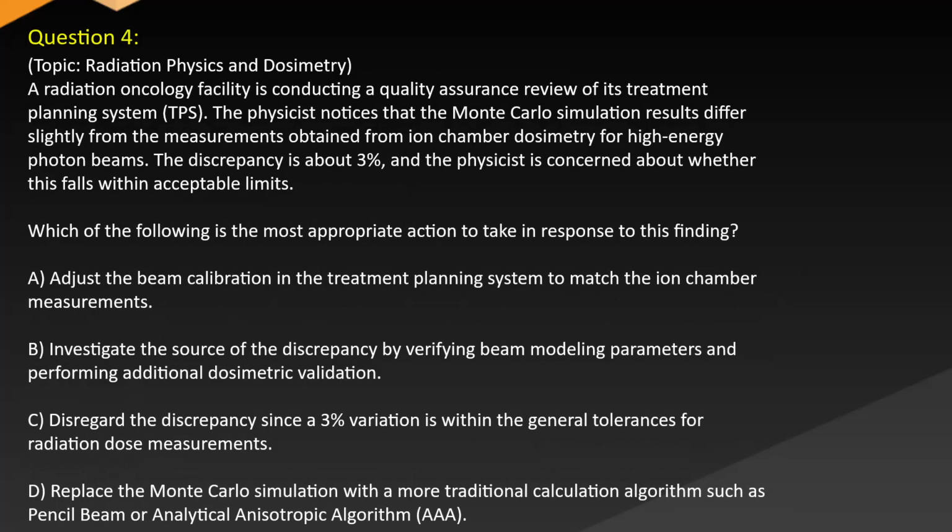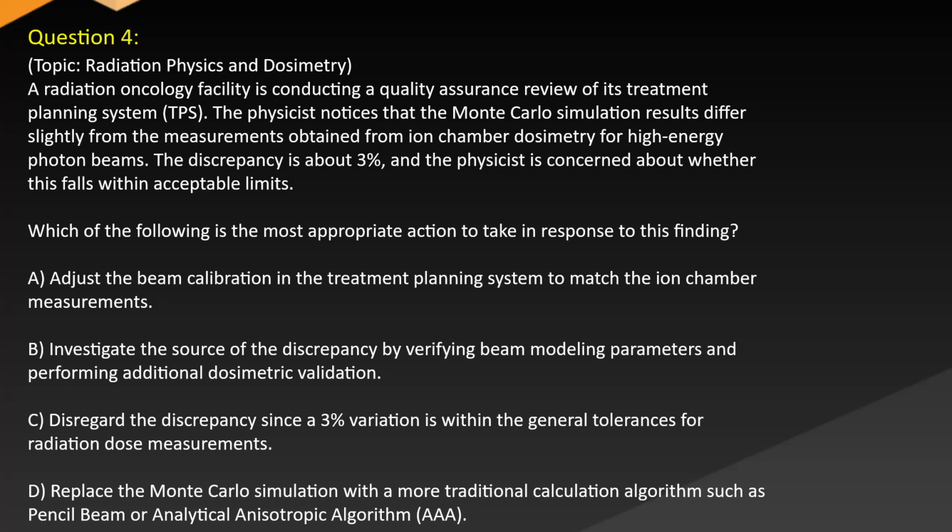Question 4. Topic: Radiation physics and dosimetry. A radiation oncology facility is conducting a quality assurance review of its treatment planning system (TPS). The physicist notices that the Monte Carlo simulation results differ slightly from the measurements obtained from ion chamber dosimetry for high-energy photon beams. The discrepancy is about 3%, and the physicist is concerned about whether this falls within acceptable limits.